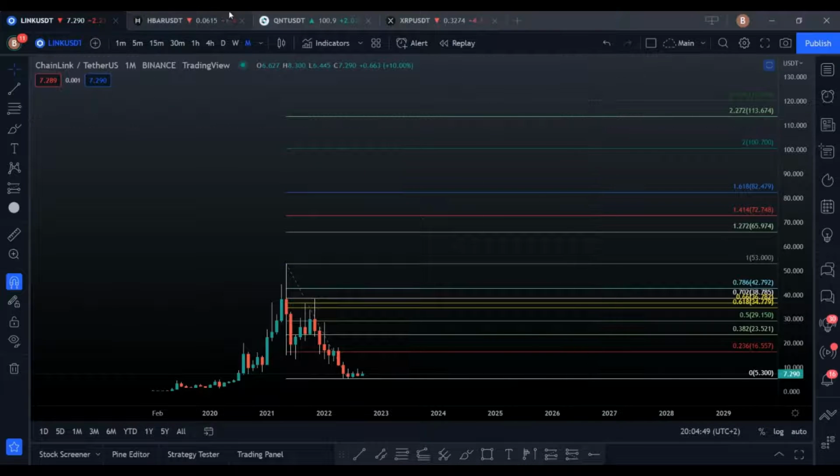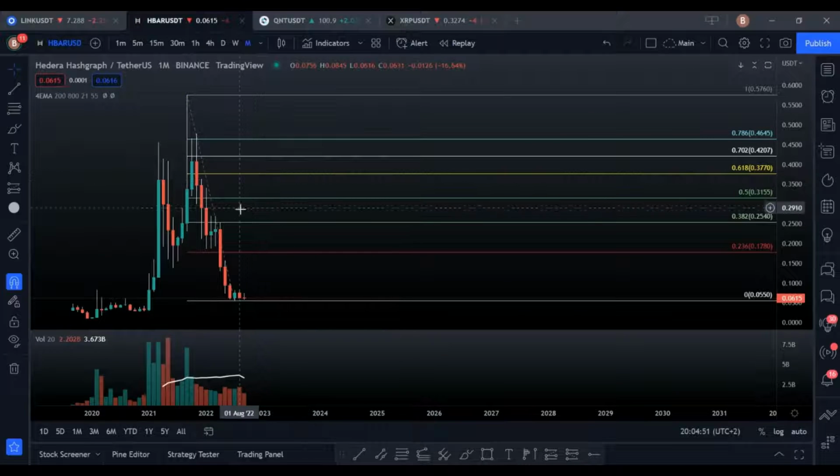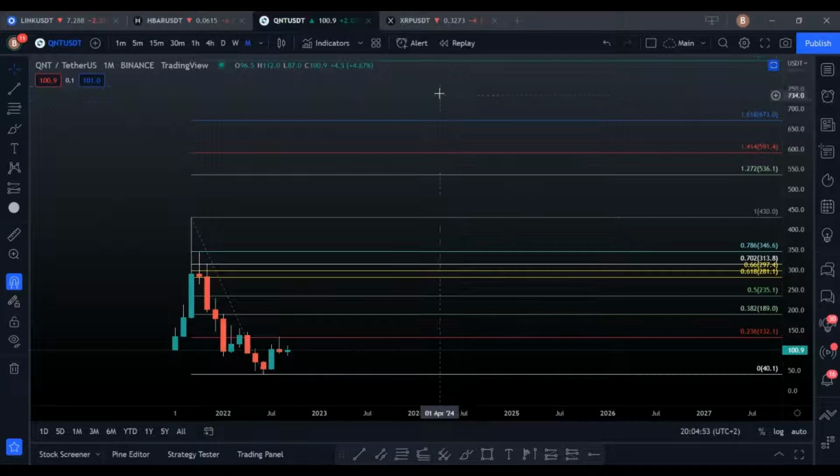You can draw these fib levels yourself from the all-time high to the current low, for any of your favorite altcoin projects, as we've done for HBAR here as well, as we've done for Quant, and so on. So you get the picture there. You can do this for whichever altcoin you want.